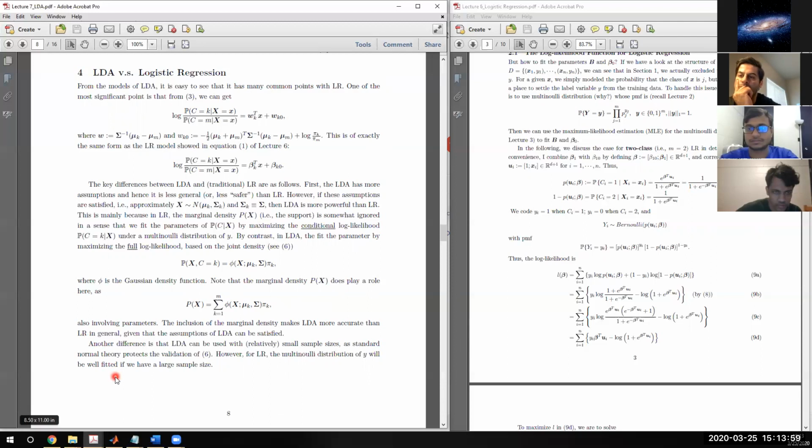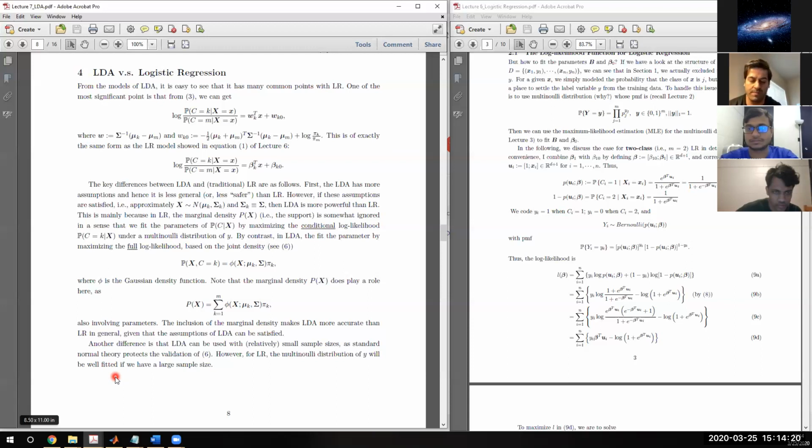However, in practical operations, usually people do them together. And in many cases, you can see the prediction results between the LDA and the LR are not that different. So that's a simple comparison between LDA and LR. Do you have any questions?